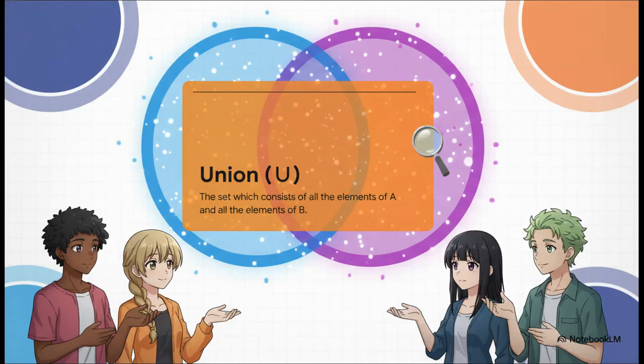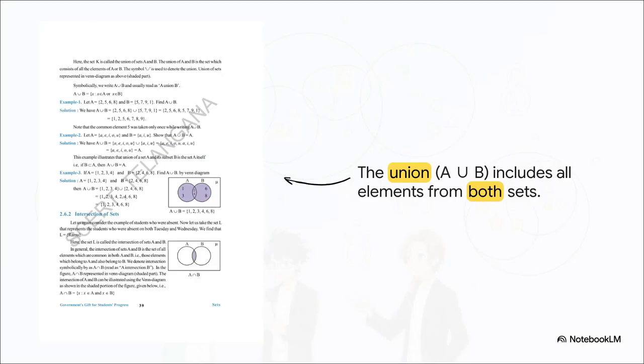First up is something called the union. You'll see it written with this little U symbol. And don't worry, the name sounds way more complicated than it is. A union is just combining everything from both sets into one big superset. That's all. And if you look at it with a Venn diagram, it's super obvious.